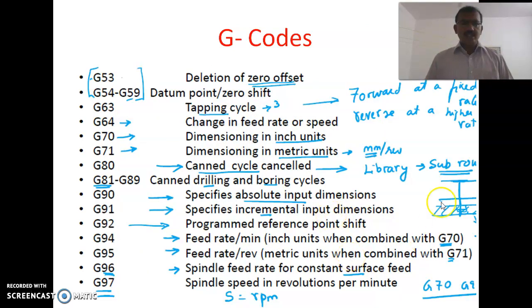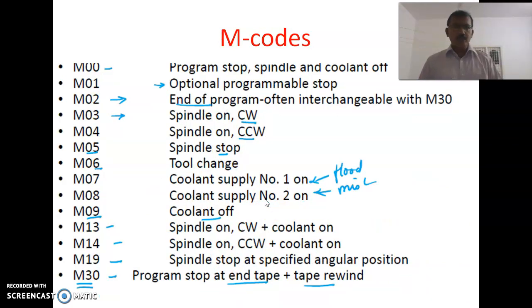Then these are all the different G codes, and out of this G90 is used for absolute positioning, G91 incremental positioning, and G97 spindle speed in RPM. These are all the important G codes used. Now the M codes. G codes are the preparatory functions. It prepares the MCU to do some operation. That is, they are mainly concerned with the position control.